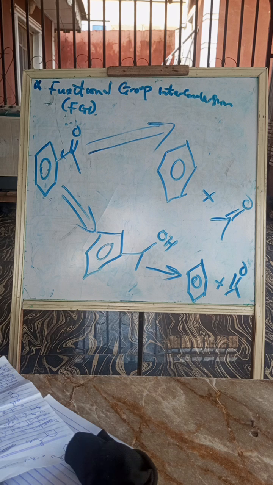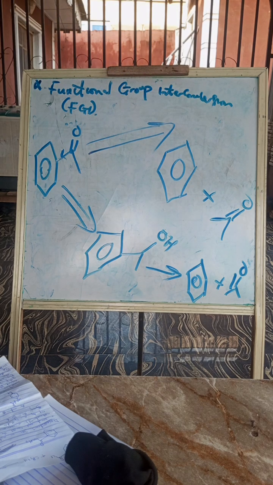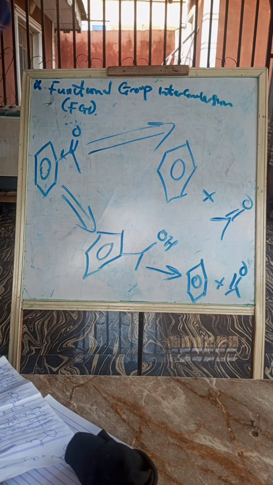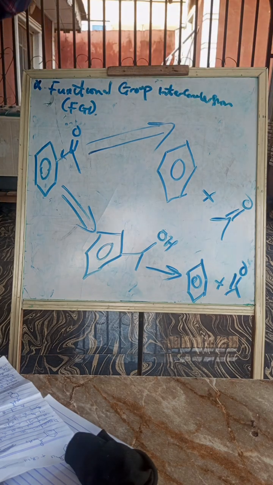So now, in order to form carbanions, we first deprotonate the alpha carbons. We deprotonate the alpha carbons to form our negatively charged ions. That is, carbon with a negative charge.